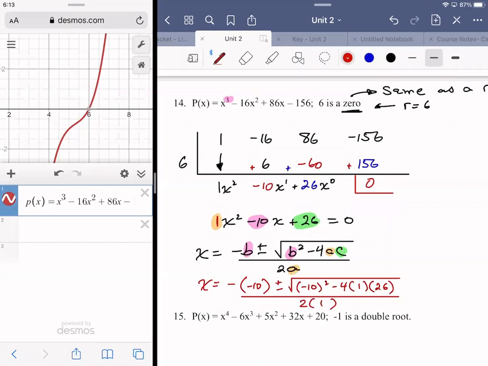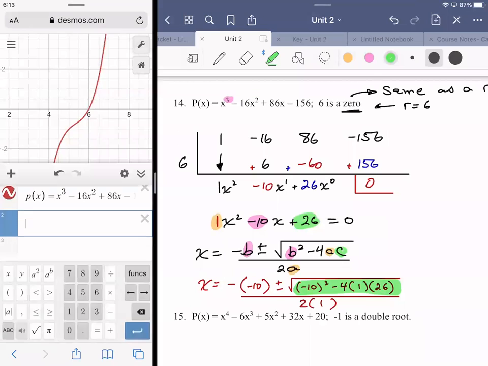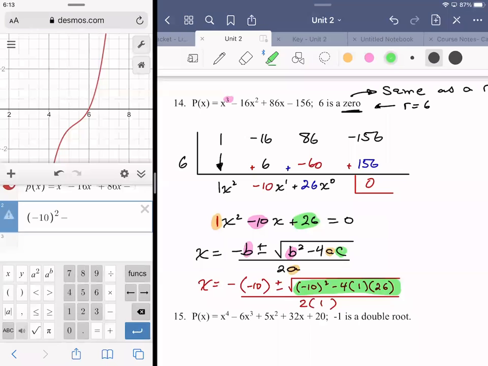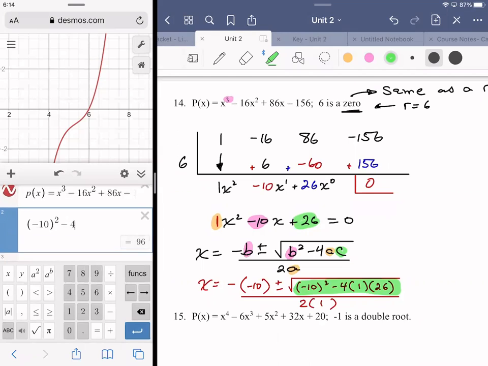So the concerning part of this quadratic formula calculation is the part that's under the radical. That's the part that I would let Desmos take care of. Because the most common error that I see is when people forget that negative 10 squared is positive 100. They just say negative 10 squared and put it in a calculator without the parentheses, and they come up with negative 100 for some reason. So you've got to be careful about that.